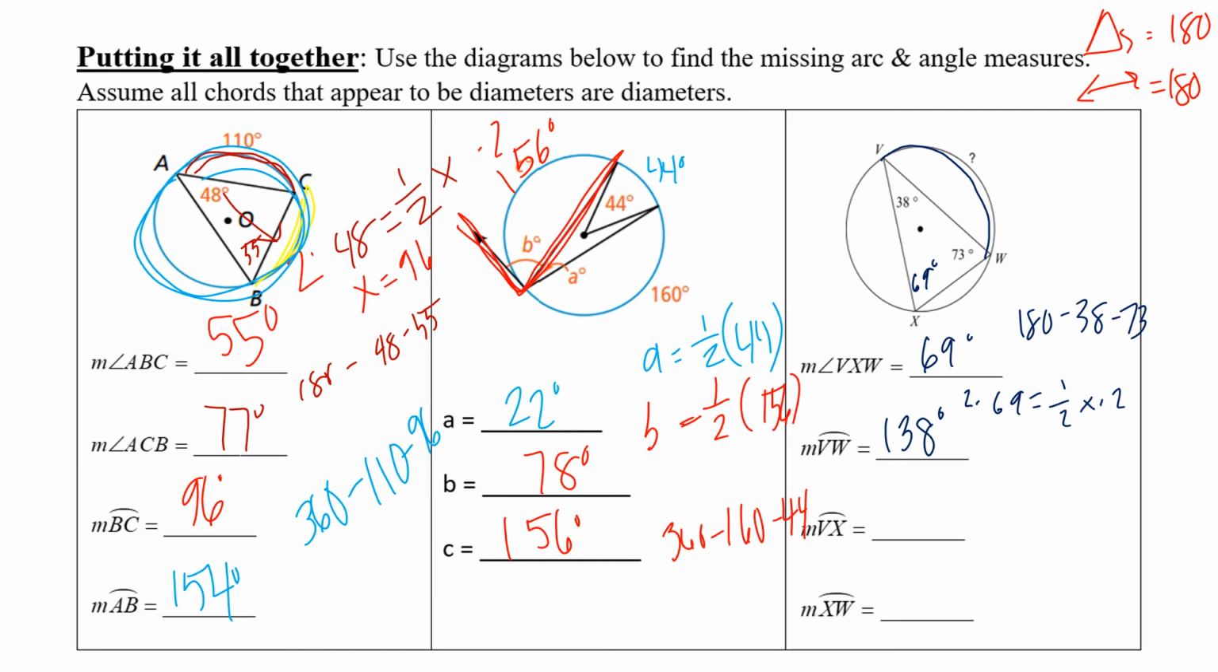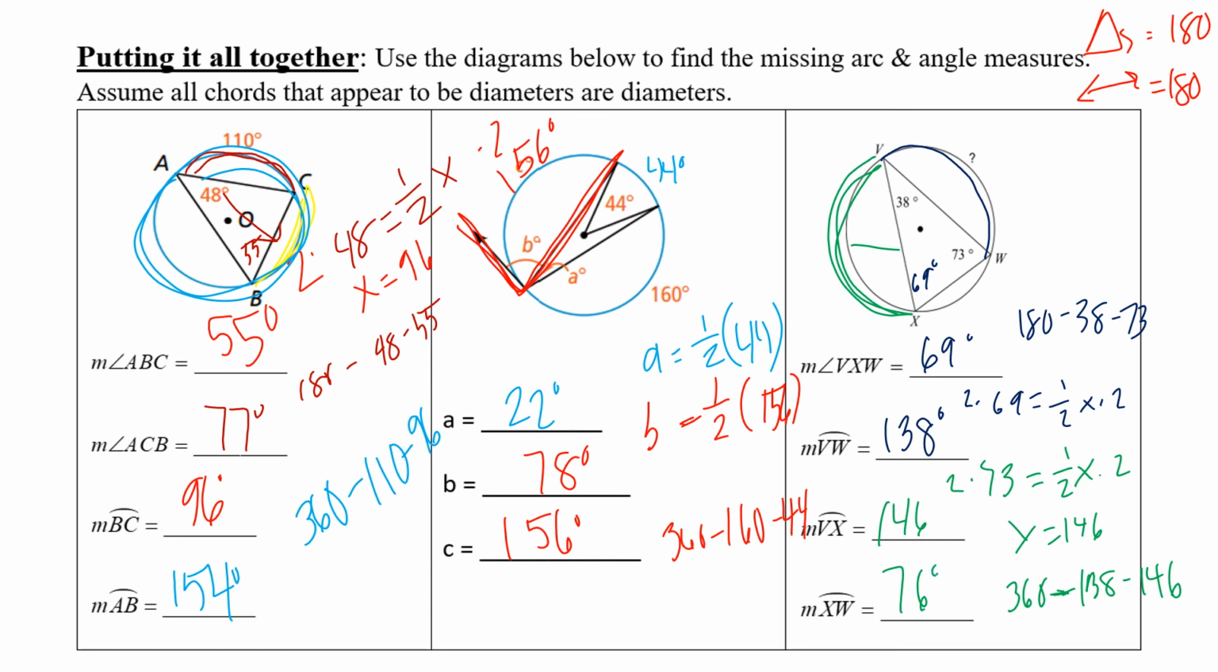Let's see. Arc VX is here, so my angle for that is 73. So I have 73 equals 1/2 of x. Multiply both sides by 2, that means x is 146. And then to get the last one, again, we know that the whole entire circle is 360. So we can do 360 minus 138 minus 146, which gives us 76 degrees.